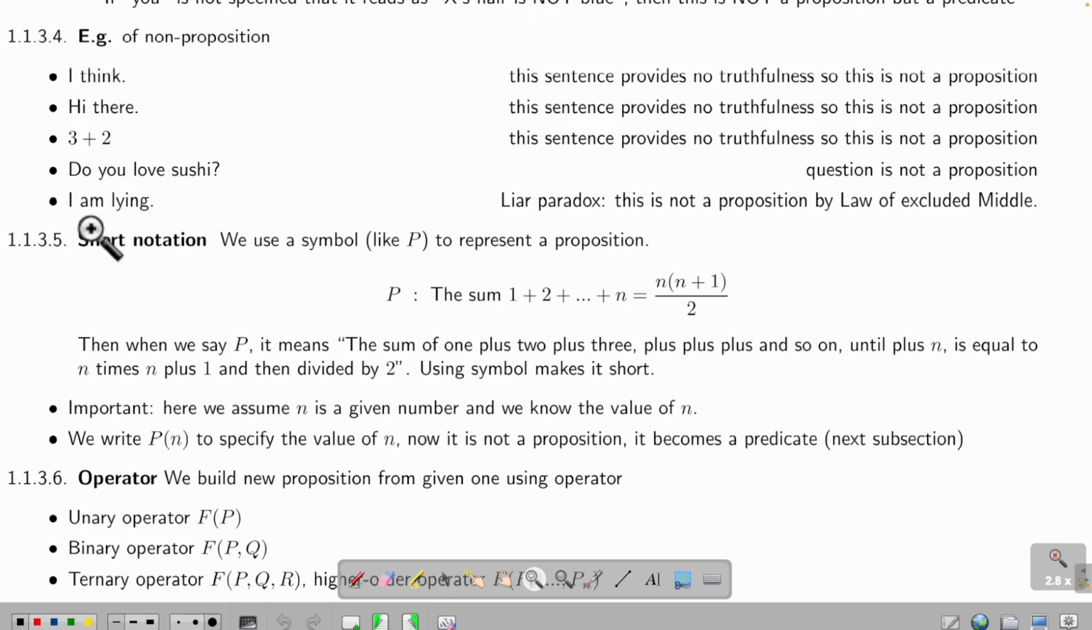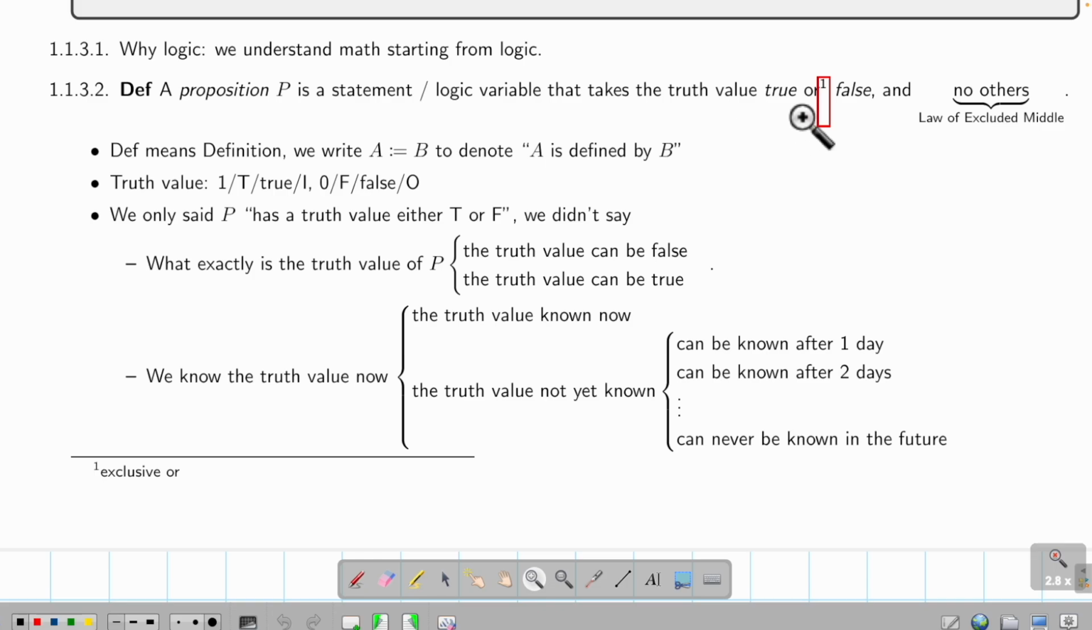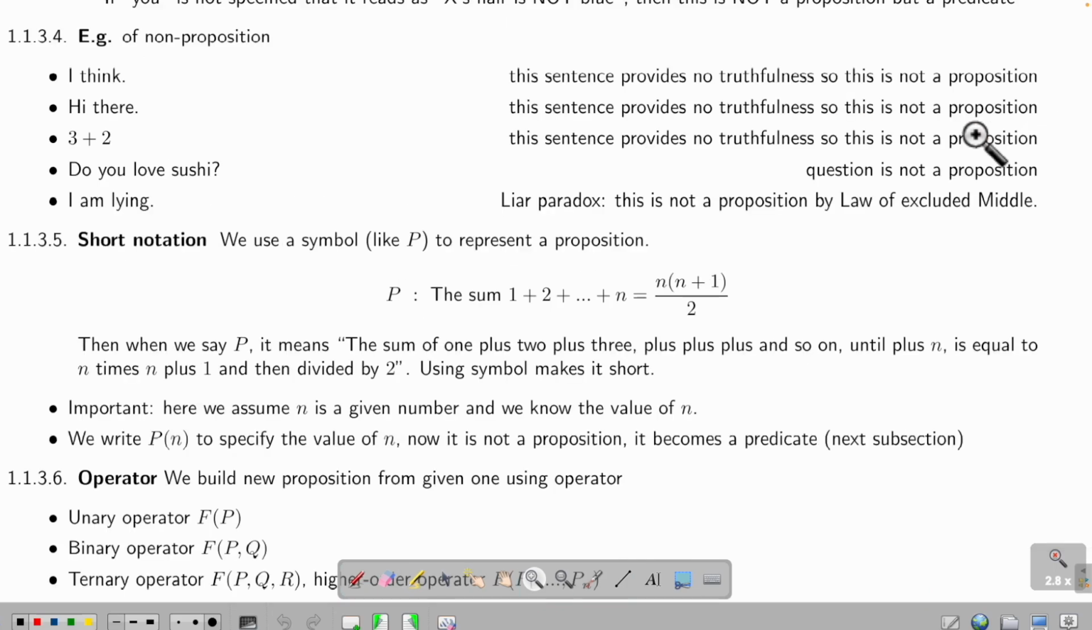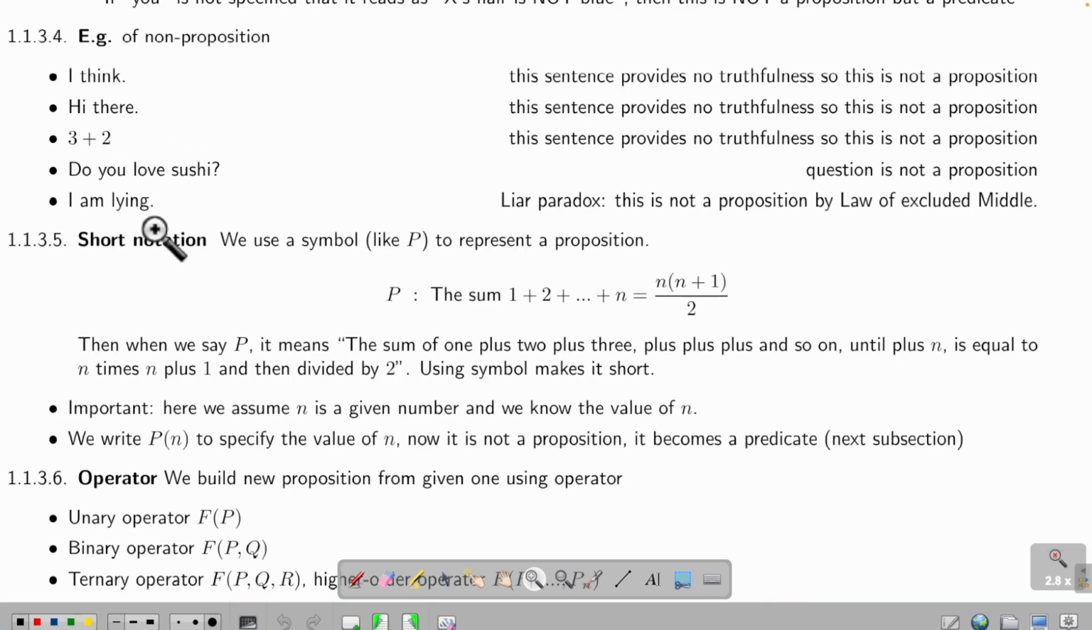"I am lying." This is called the liar paradox. This is also not a proposition. Why? Because this proposition can be true and false at the same time. And by the law of excluded middle, I said a proposition is either true or false, nothing else. The liar paradox can give you both. It does not fulfill the definition of a proposition. That's why this is not a proposition.